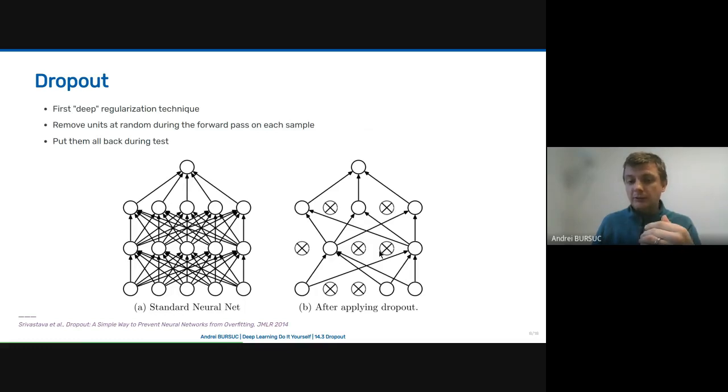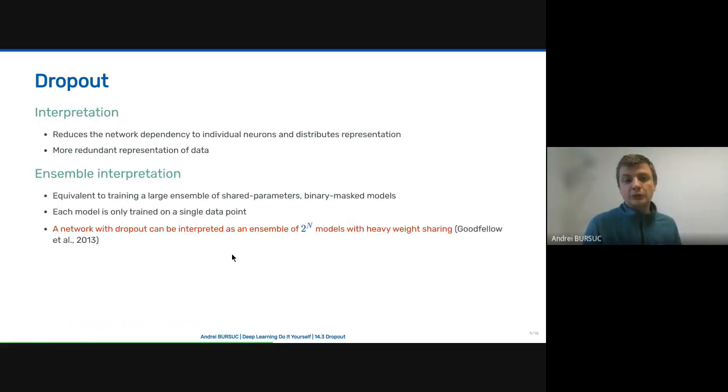So, and then when I do another forward, I do a different random selection of the neurons. So at different iterations during training, I will have different combinations of neurons that are learning to interact. And once I do that, at test time I come back to the regular setting, right? So I still use all the neurons. The intuition here is to reduce the network dependency on individual neurons and to distribute the representation. And this allows creating a more redundant representation of the data across the neurons.